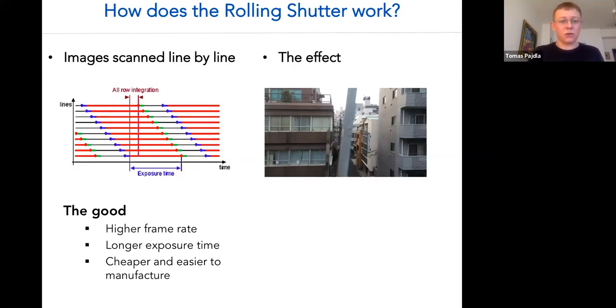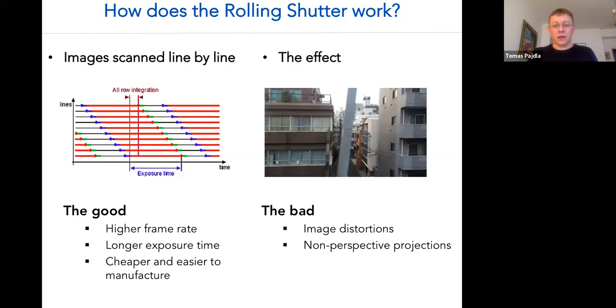So rolling shutter has good effects. The good things are that it allows a higher frame rate. It allows better control of exposure time, to make it longer or shorter. And it's more unified, cheaper and easier to manufacture than global shutter cameras. On the other hand, it brings problematic issues. First of all, it brings image distortions, which are caused by moving the camera while taking the images. If the camera stands still, nothing happens, so the rolling shutter camera becomes indistinguishable from a global shutter camera. But when it moves, every line or column, depending on the technology, may be taken from a different viewpoint. Therefore the final projection is not a perspective projection anymore, but becomes a complicated non-perspective projection.